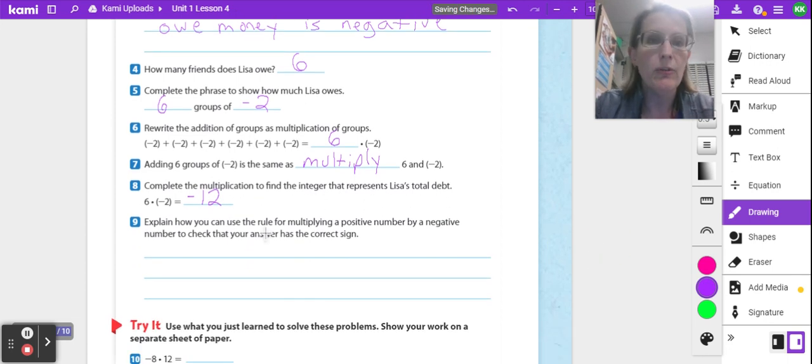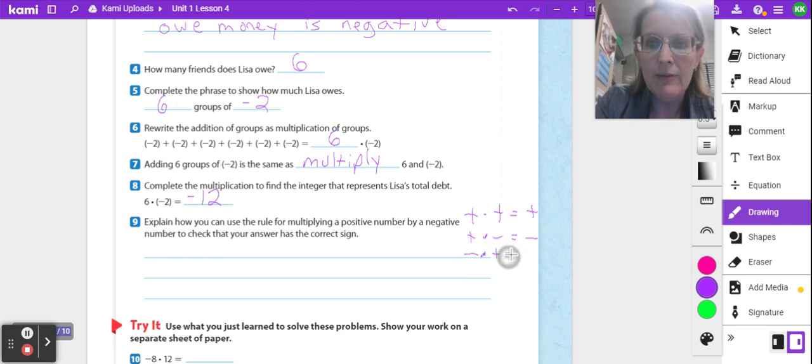Now, how could we use the multiplication rule? Well, we know the multiplication rule from the introduction. Let me write that down because I'm sure I said it wrong. A positive times a positive is a positive. A positive times a negative is a negative. A negative times a positive is a negative. And a negative times a negative is going to be a positive.